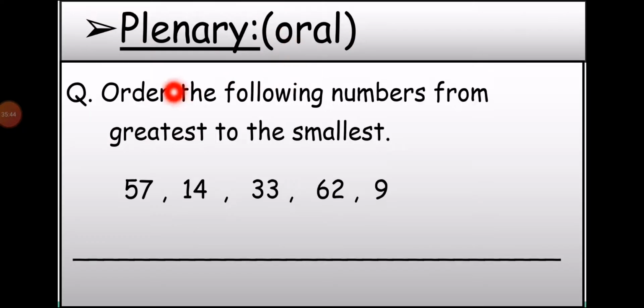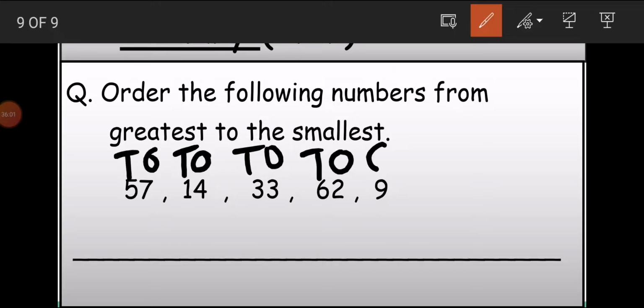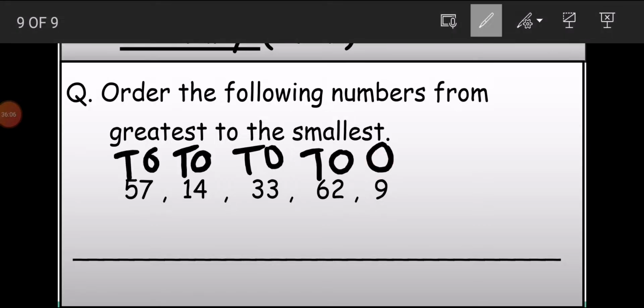Now plenary. Order the following numbers from the greatest to the smallest. For this, we will put the place value on the numbers. In 57, 7 is ones, 5 is tens. In 14, 4 is ones, 1 is tens. In 33, 3 is ones and 3 is tens. In 62, 2 is ones, 6 is tens. And 9 is a single digit. Here is the greatest mark. Here is the smallest.